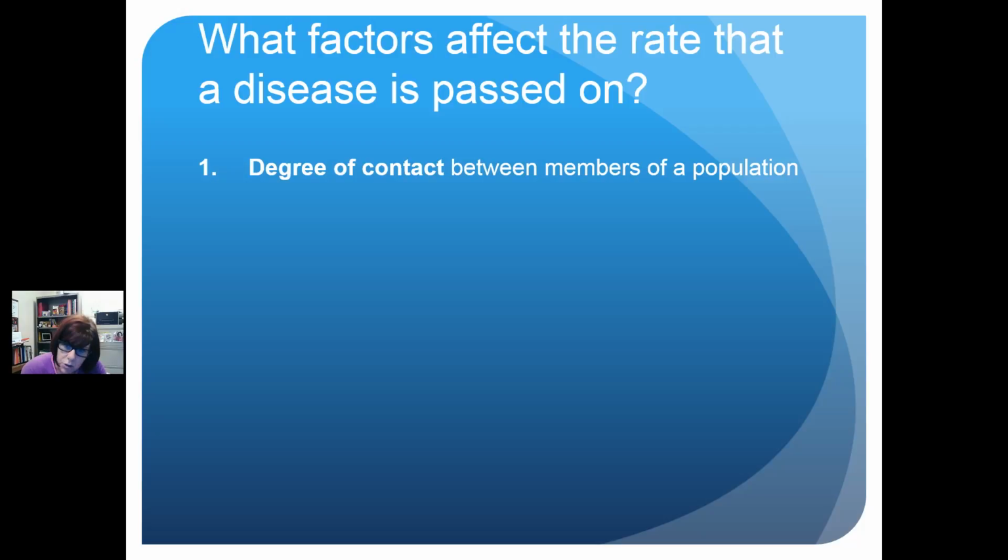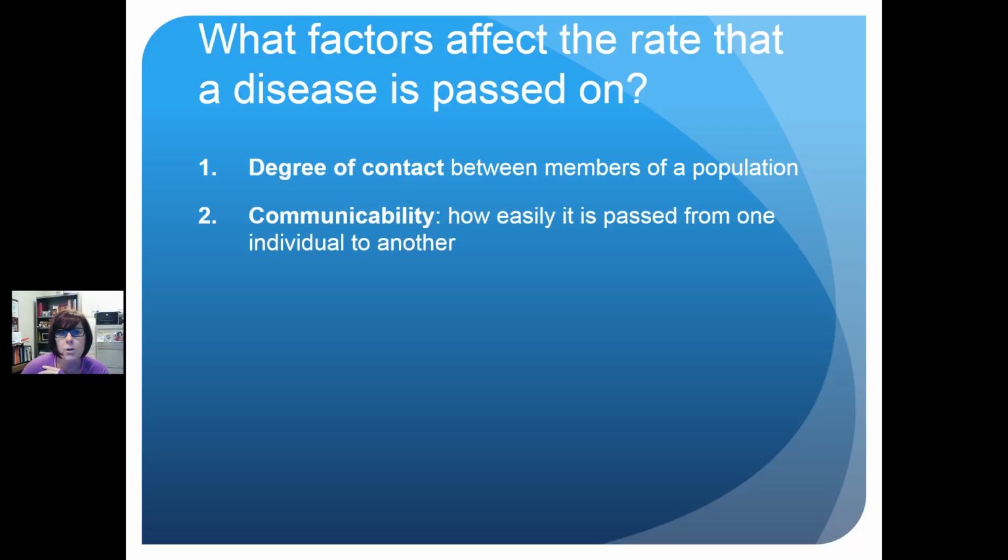Then when it made it to the United States, in large cities, you have a much higher degree of contact with members of the population than if you live in a rural area. Next is communicability, how easily it passes from one person to another. Think of hepatitis C, which is transmitted by bodily fluids, like blood and sexual fluids.